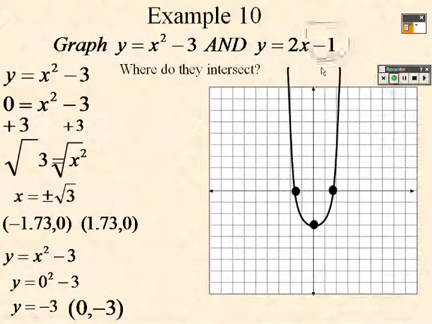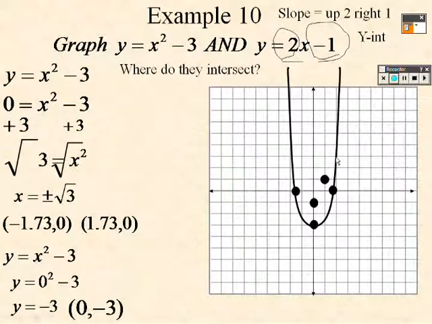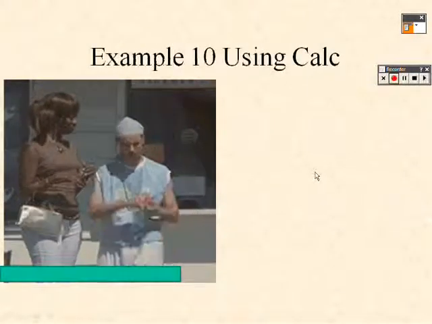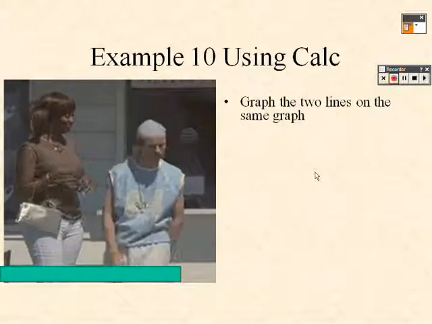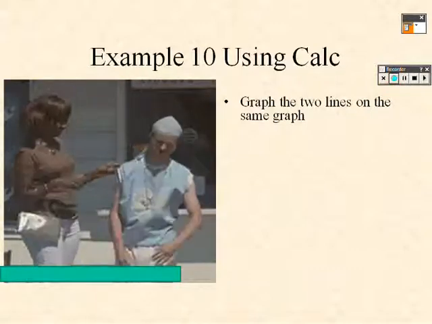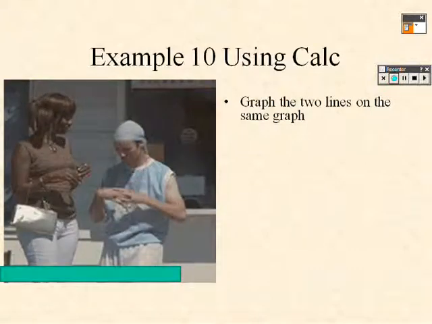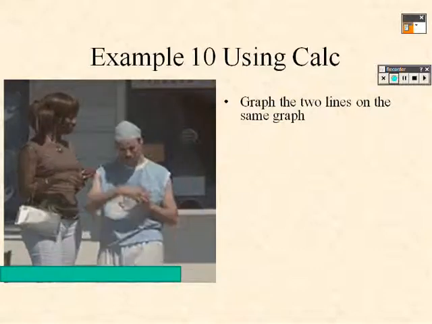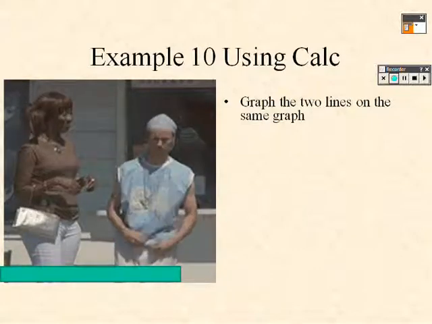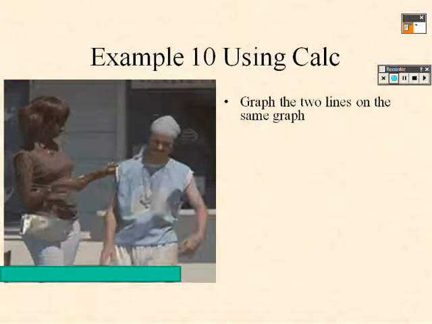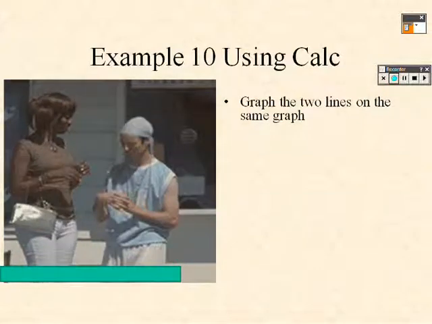To graph this one, it crosses at negative 1, so I put a point at negative 1. It goes up to the right 1, up to the right 1, and I plot my points. And it's intersecting here, and it's intersecting there. So we're going to use a calculator to graph those two lines. What you want to do is you go to y equals, you graph for y1, make that x squared minus 3. For y2, make that 2x minus 1, and press graph, and notice that they both show up.